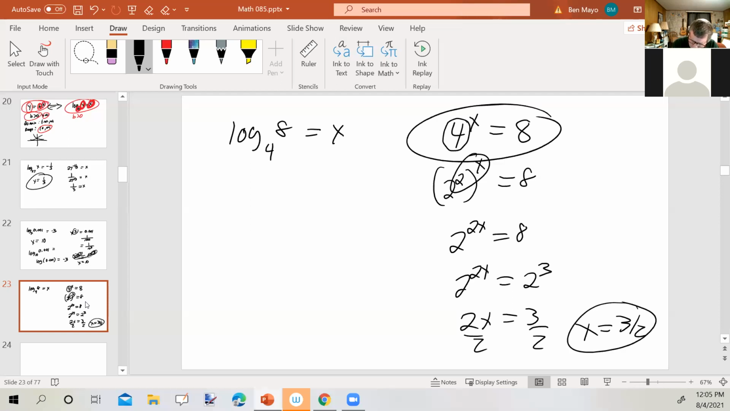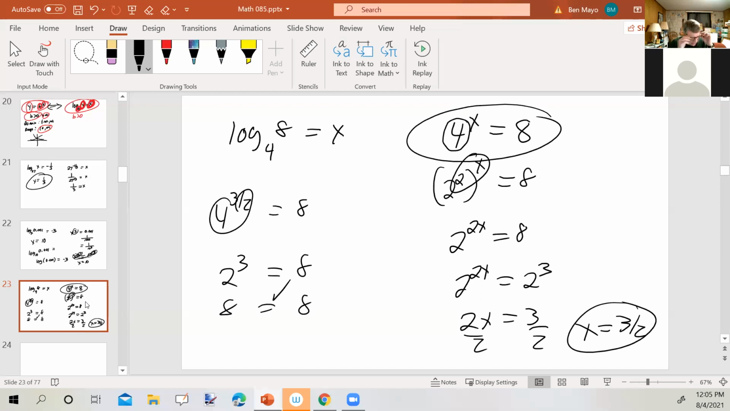Okay, now let's check our work. Let's go back here. 4 to the 3/2 power, does that equal 8? Well, what's the square root of 4? That's 2. And 2 cubed is 8. Right? So we're relying on things we did back in chapter 9. You thought we were done with that. Ha! Oh no. We're still using that information.